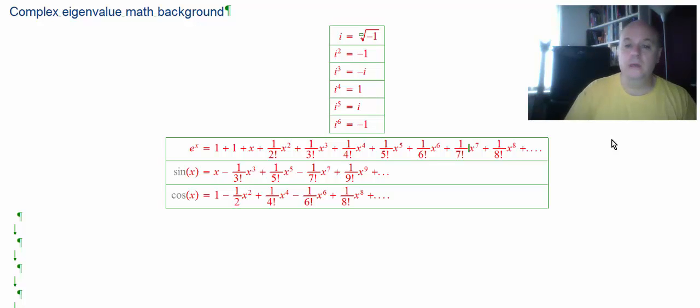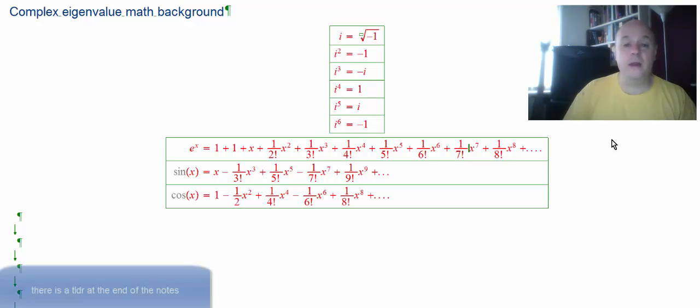i cubed would be, well, take the i squared equals minus 1 equation and multiply both sides of that by i. You'll get i cubed equals minus i. Do the same thing again. Multiply i cubed equals minus i by i. You get i to the fourth equals 1, and so on. And what do we see as far as a pattern?